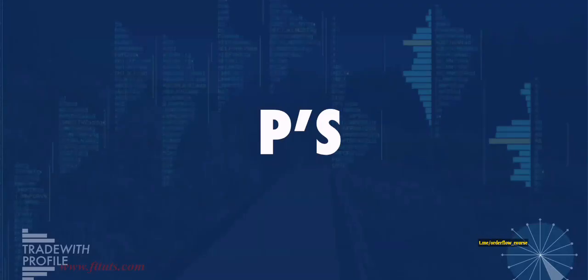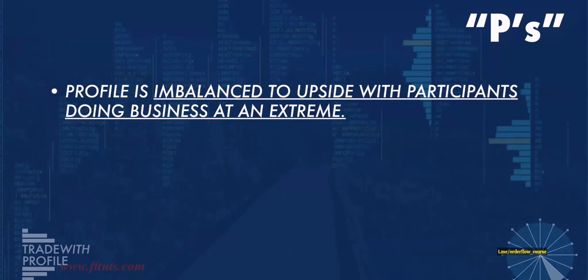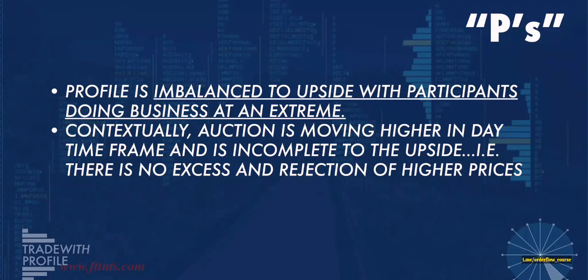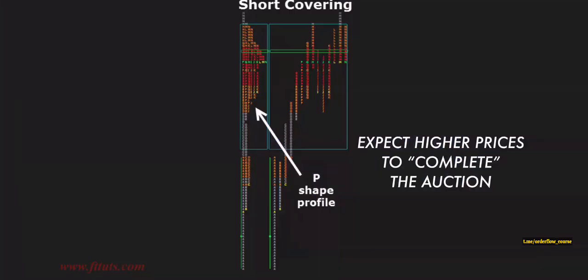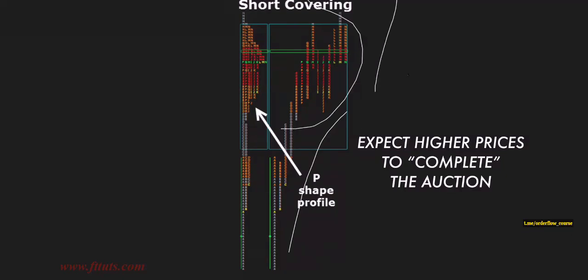And then there's P-shaped. Okay, so P-shaped is where the imbalance is to the upside. And contextually, the auction is moving higher in the day time frame and is incomplete to the upside. There's no excess and or rejection of higher prices, so we expect higher prices to repair the imbalance. See, this looks like this. So same deal. I've got excess to the downside. I've got good buying excess. I'm incomplete. I'm looking for higher prices to get me to equilibrium, and where this is in the middle of the profile, not at an extreme.